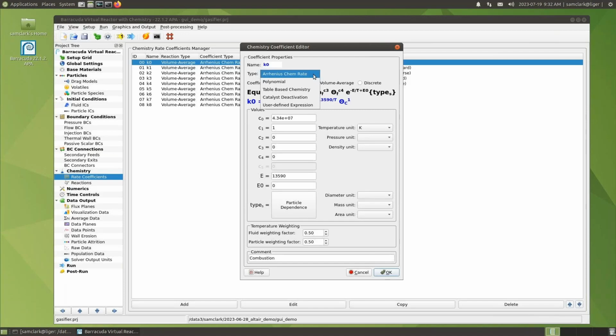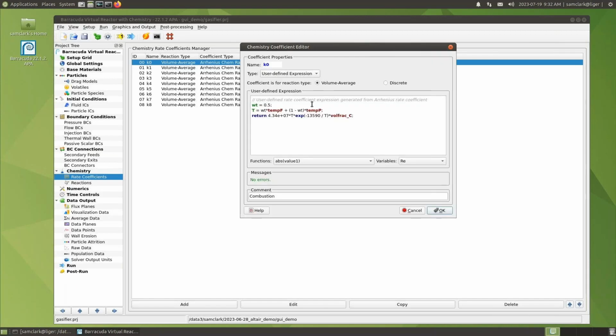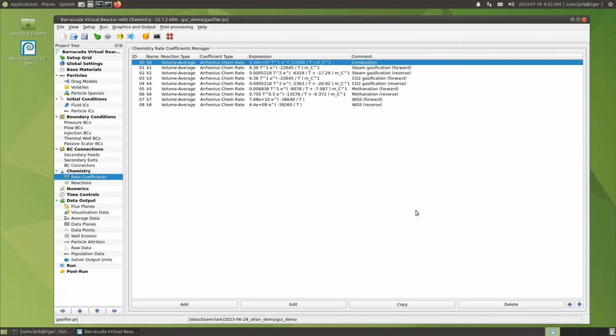We also have a special one for catalyst deactivation, for example, or you can use a user-defined expression interface for reaction rate coefficients. And so this can be very flexible as well. If you have reactions that have complex equations that define the rate, this user-defined interface is very flexible and can handle those types of things.